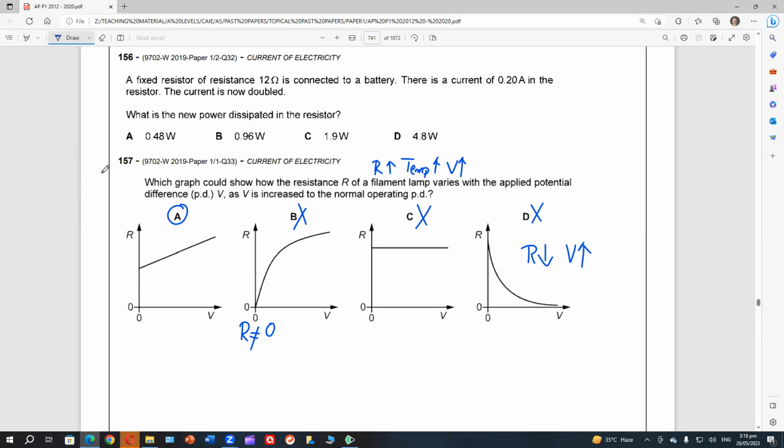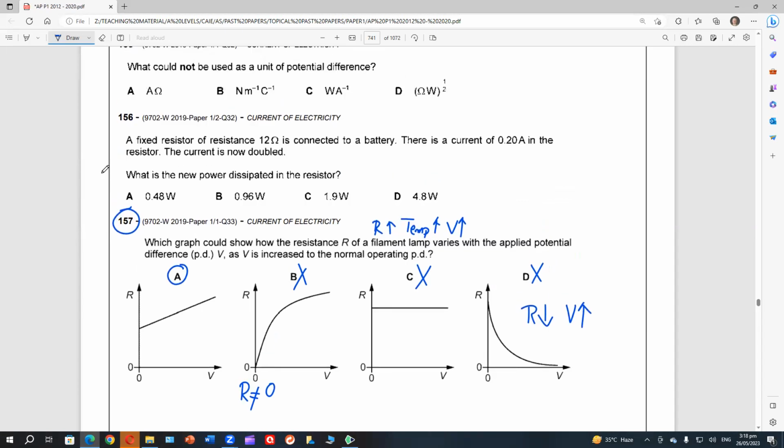Resistance of a conductor cannot be zero. A fixed resistor of resistance 12 ohm is connected to a battery. There is a current of 0.20 ampere in the resistor. The current is now doubled. What is the new power dissipated in the resistor?